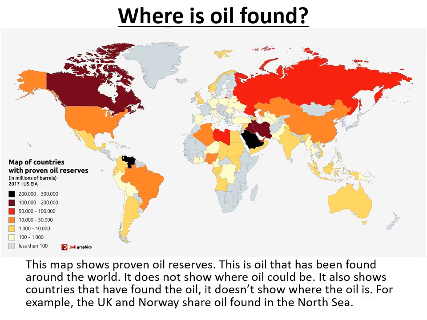Okay, so let's talk about these oil reserves. This map shows proven oil reserves. This is oil that has been found around the world. It does not show where oil could be. It also shows countries that have found the oil. It doesn't show where the oil is.